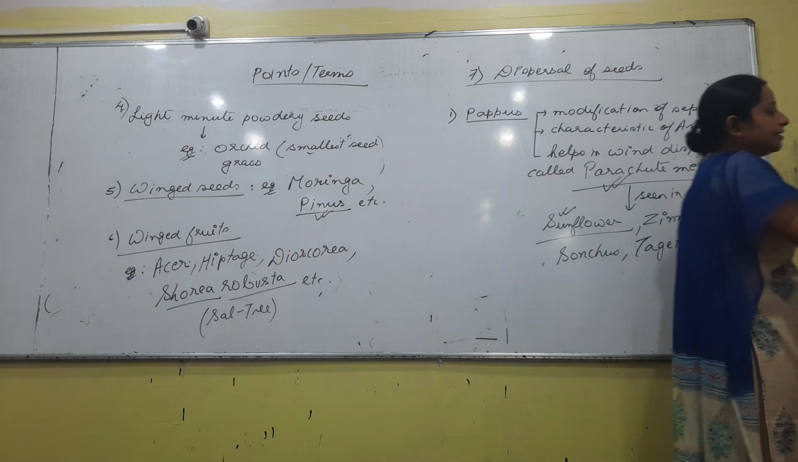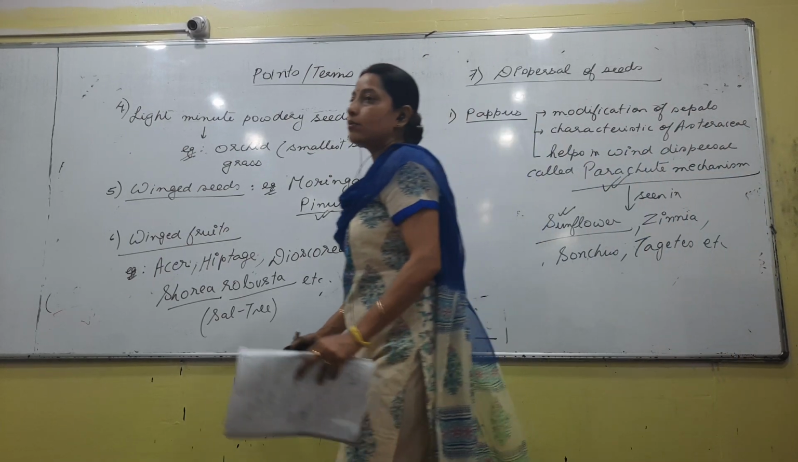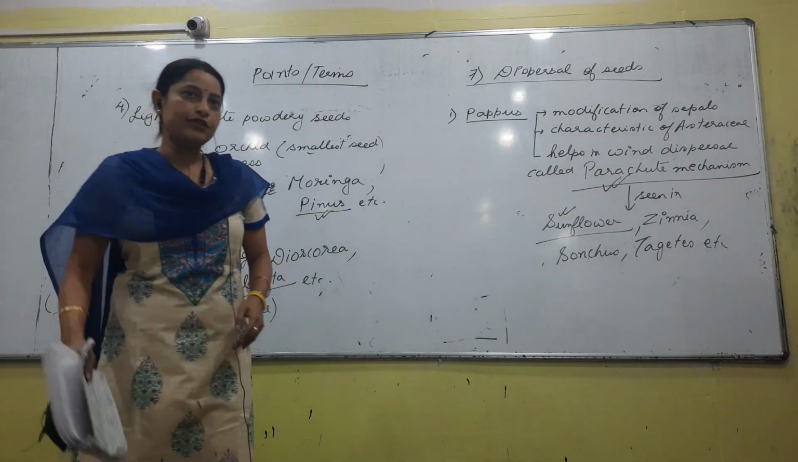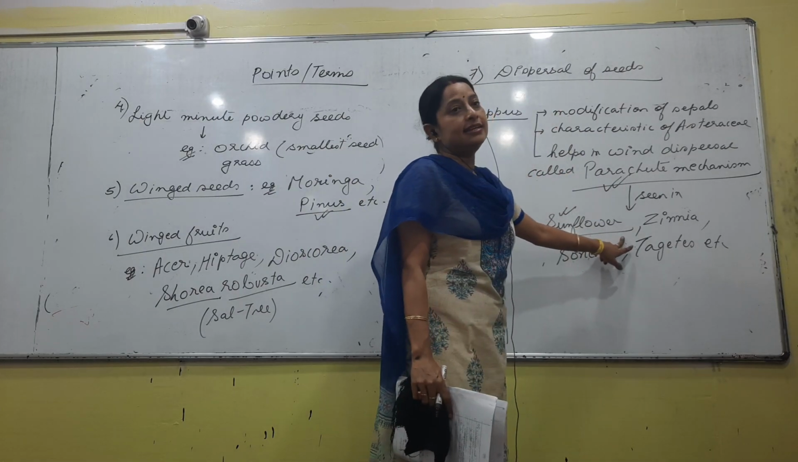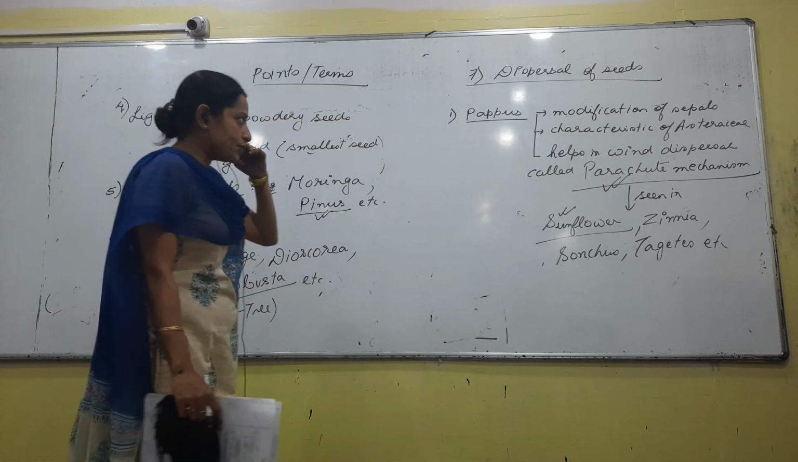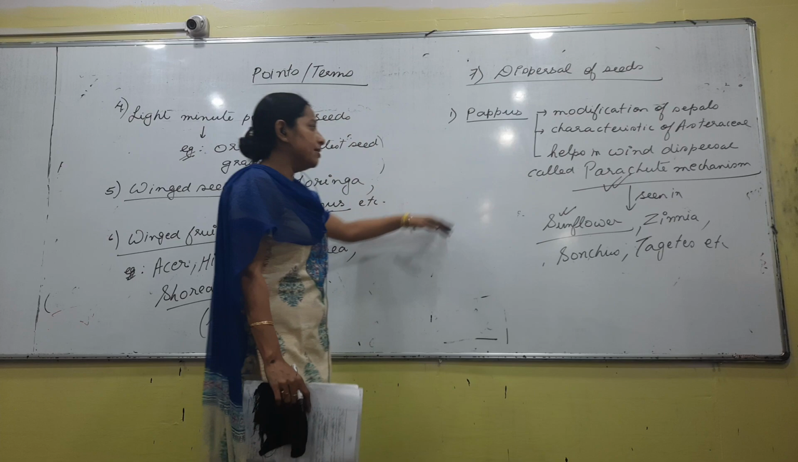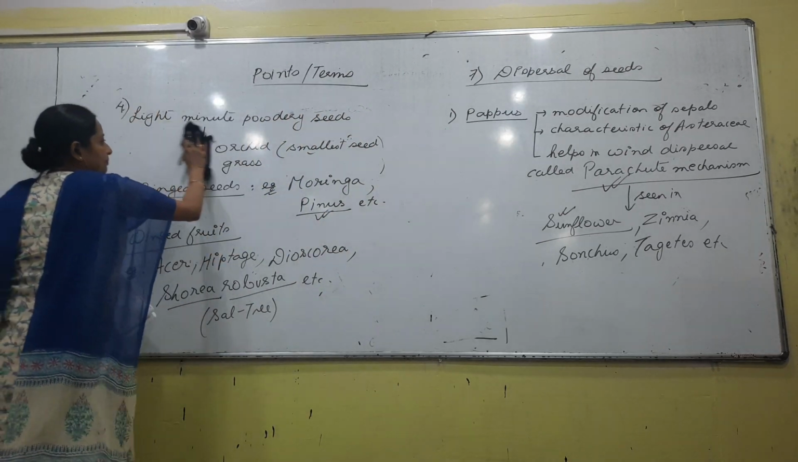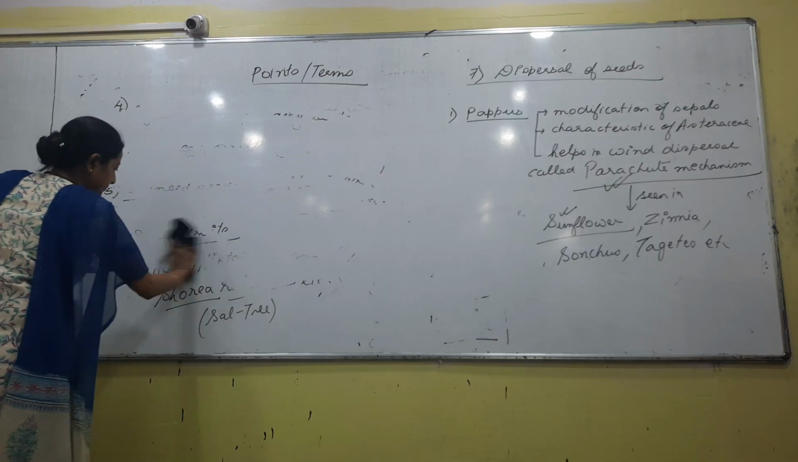So, certain terms: what is the parachute mechanism of dispersal? Questions may come from the MCQ point of view: the parachute mechanism of dispersal is seen in, right? It is seen in the case of sunflower. So, the dispersal with the help of a special structure called pappus is called the parachute mechanism. Keep the terms in mind.